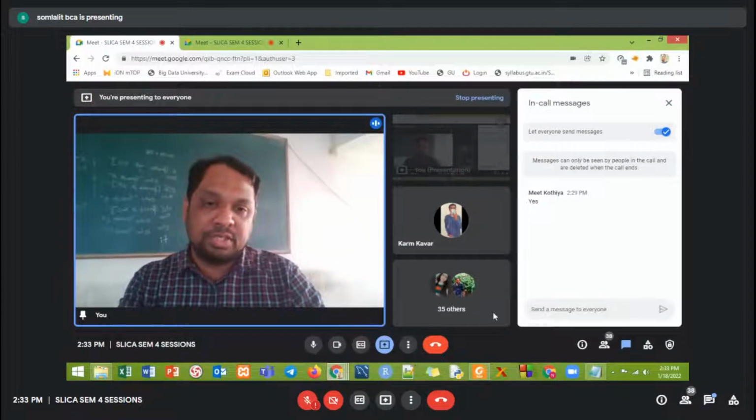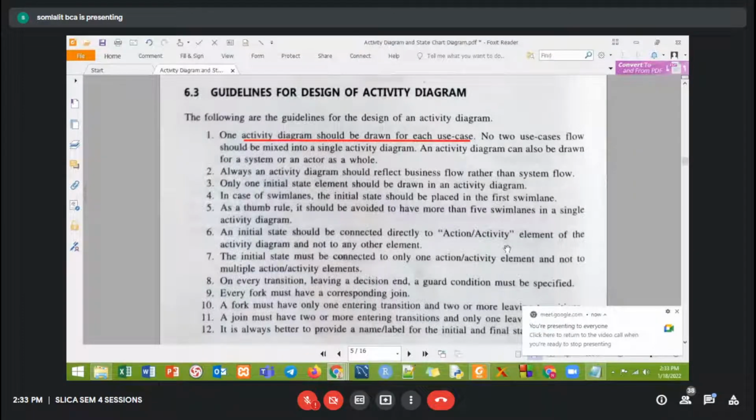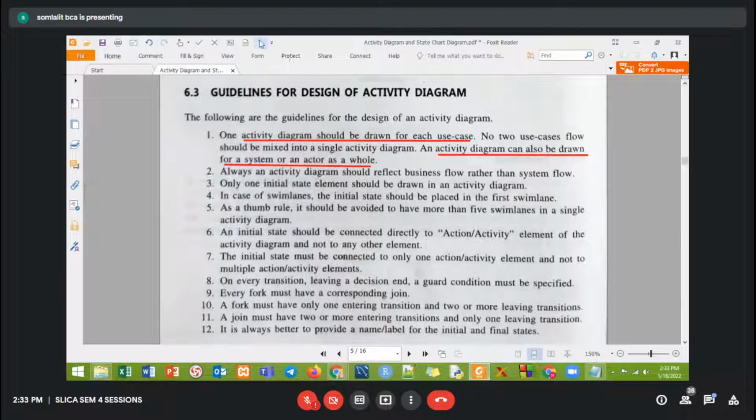Then they have written over here, no two use case flows should be mixed in a single activity. An activity diagram can also be drawn for a whole system. See this line, I like this line. The activity diagram can be drawn for the whole system, or for an actor as a whole. Then the activity diagram should reflect the business flow. I had already said it earlier. It should reflect a business flow rather than a system flow.